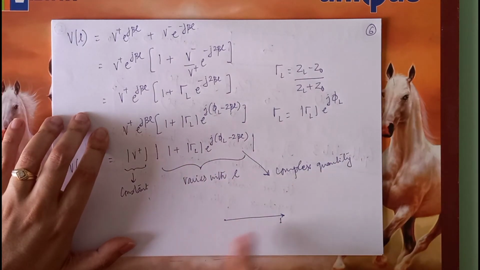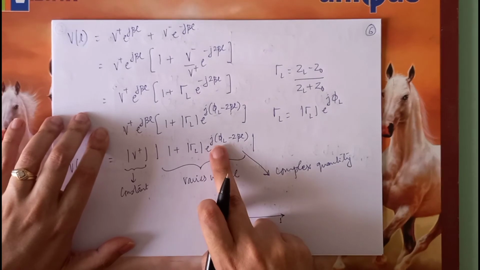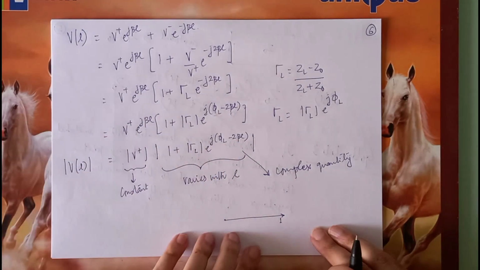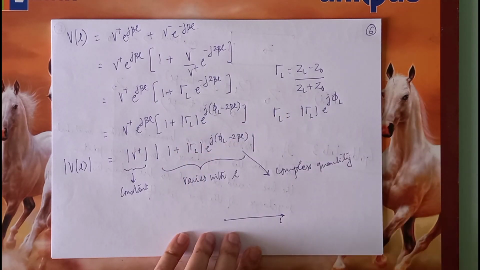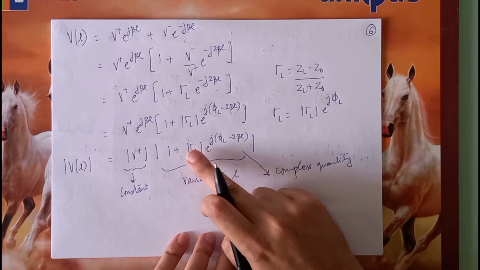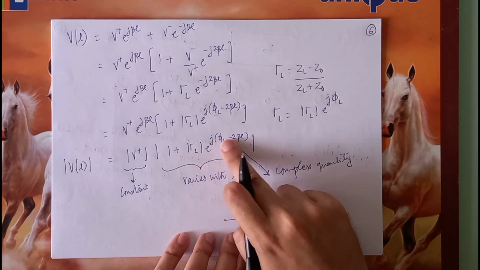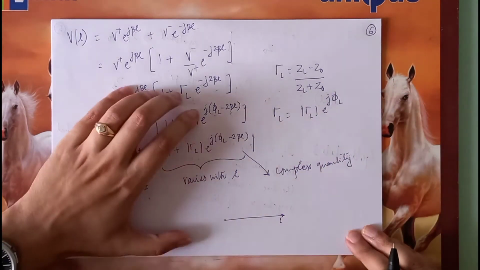Now this one vector is done. This second vector is what? Mod gamma L times e raised to j of phi L minus 2 beta L. So this particular vector, if you look at only the second term, this indicates a complex number or a vector that has a constant magnitude, but its phase changes with L. So therefore, a vector that has constant magnitude but changes its phase would trace out the path of a circle.